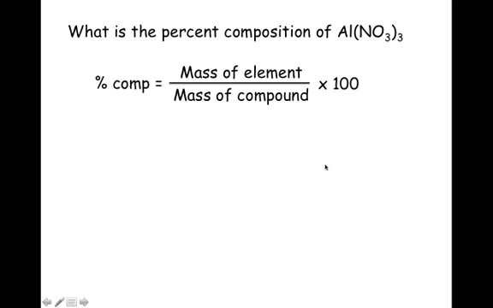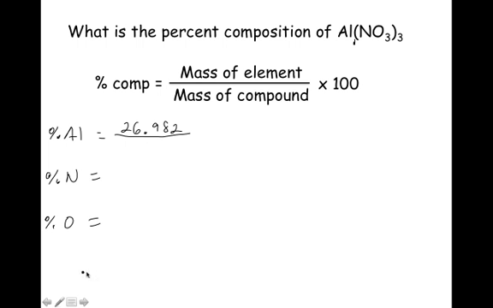And so we're going to do the 3 parts. So we will have the percent aluminum, we'll have the percent nitrogen, and we will have the percent oxygen. And so aluminum had a mass of 26.982. So that's the part of aluminum, 26.982. There's only one aluminum here, right? There's a 1 there, subscript.